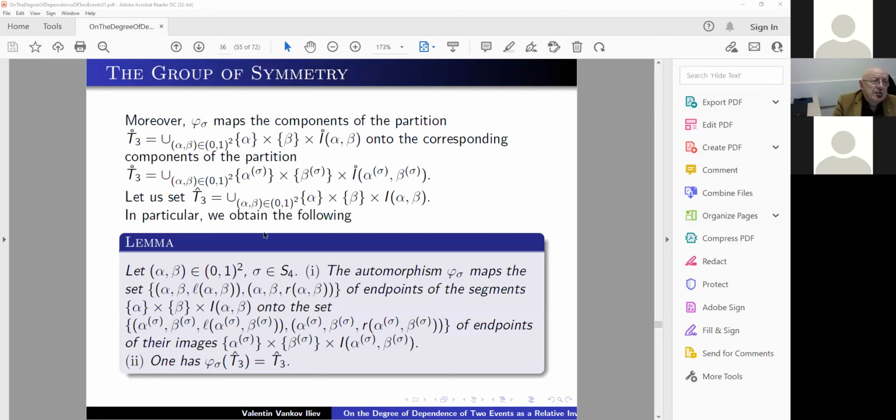So we get the following lemma from these considerations. This automorphism phi sigma maps the set of endpoints of the segments I alpha beta onto the set of endpoints of their images. And phi sigma of T3 hat is T3 hat. This means T3 hat is closed with respect to all automorphisms.